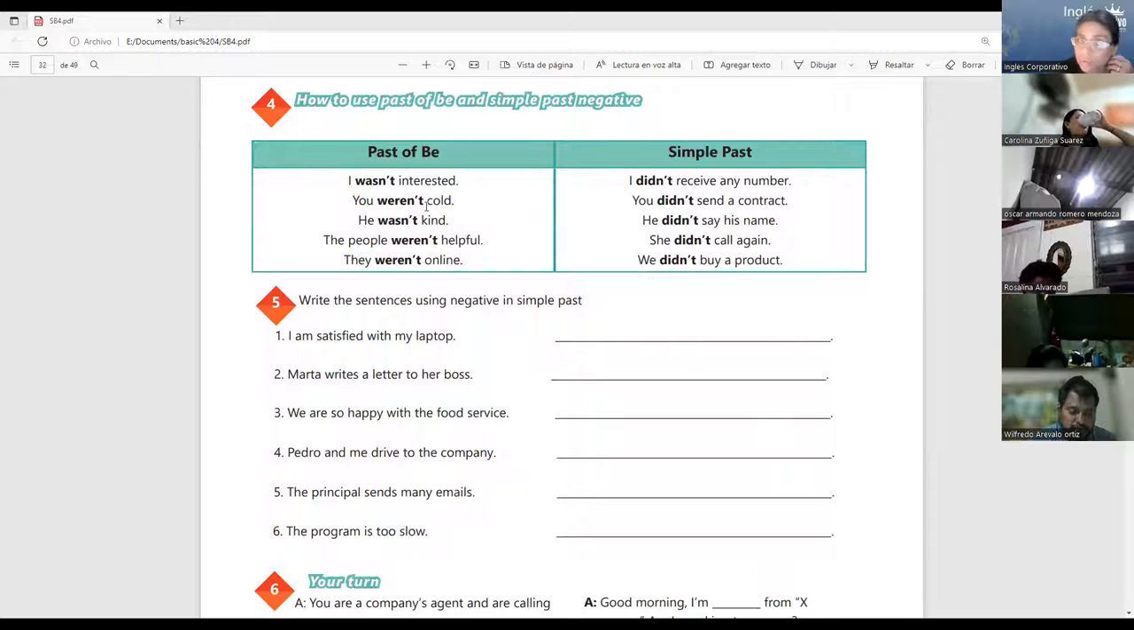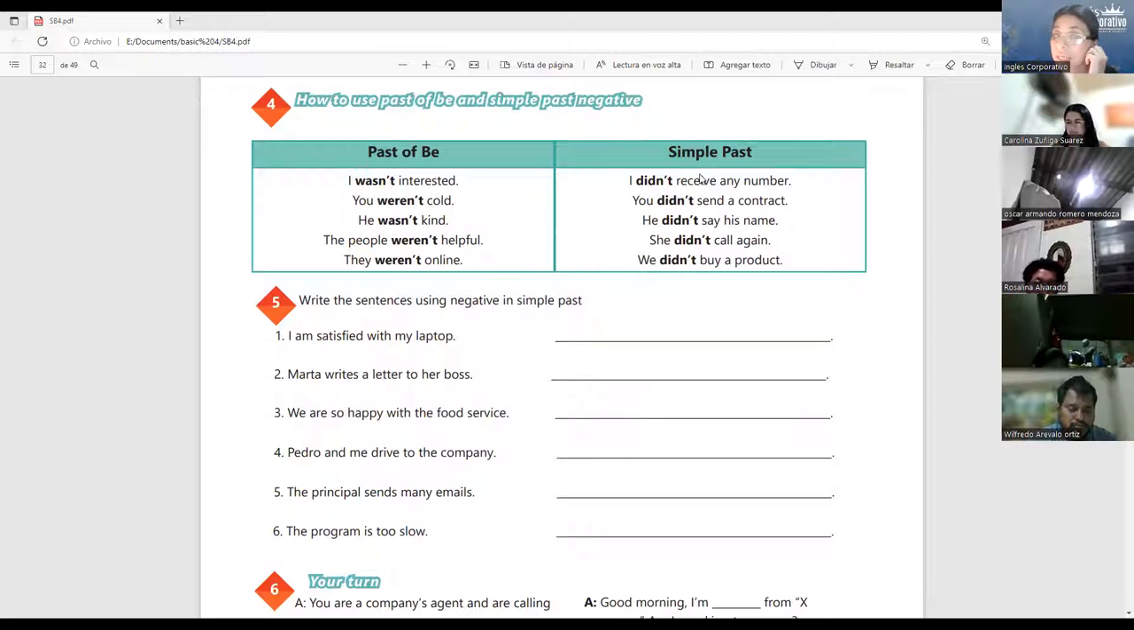Acá lo primero que vamos a hacer es past of be. Ese es el pasado en negativo, que ya lo vimos. All right. I wasn't interested. You weren't cold. He wasn't kind. The people weren't helpful. They weren't online. Aquí estamos usando nada más el pasado del verbo be, was or were in negative.